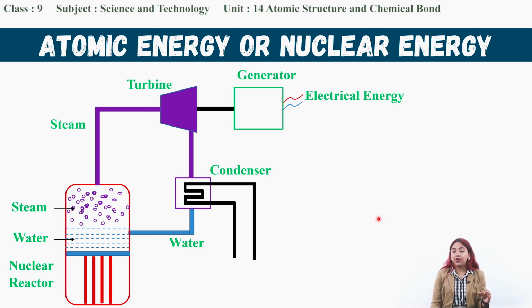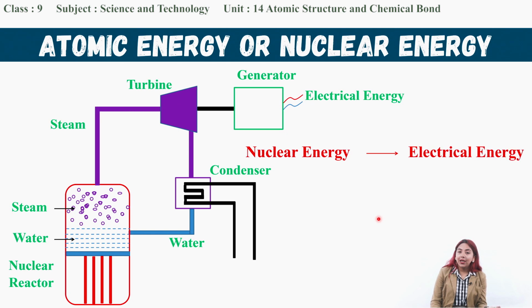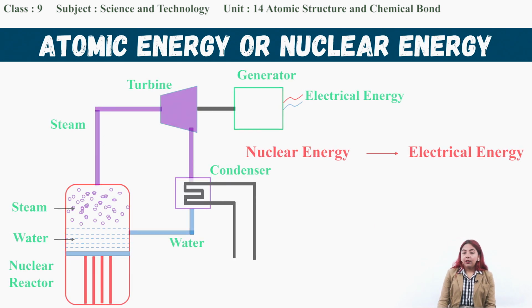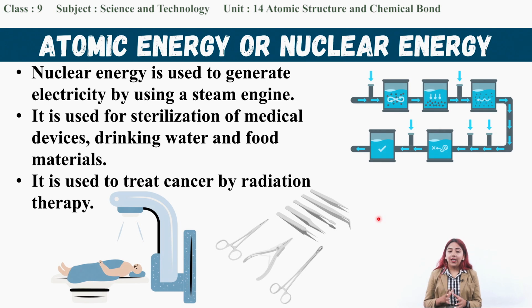So in this process, nuclear energy is converted into electrical energy. Now the other use of nuclear energy is the sterilization of various medical devices. The radiation released from the unstable nuclei that take part in the nuclear reaction, especially the gamma radiation, is used to sterilize the medical devices.